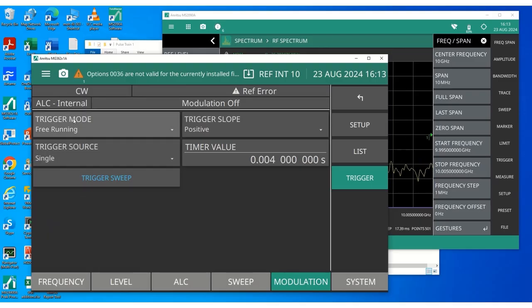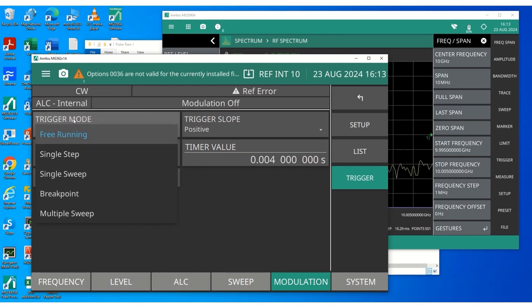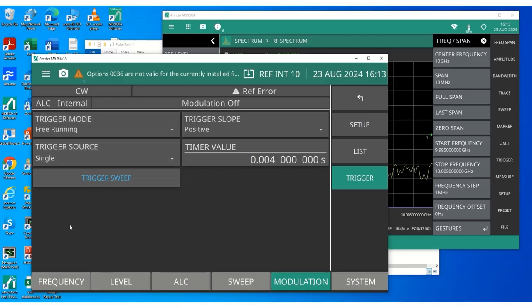And then we have a trigger mode. There are 4 or 5 trigger modes. The first one is free running, and then single step, single sweep, and then breakpoint and multiple sweep. We'll explore each one of them subsequently. But let me start with free running mode. Free running mode essentially uses the internal clock continuously to generate the pulse pattern, and this is the most common mode that people use, which continuously generates a pulse pattern.